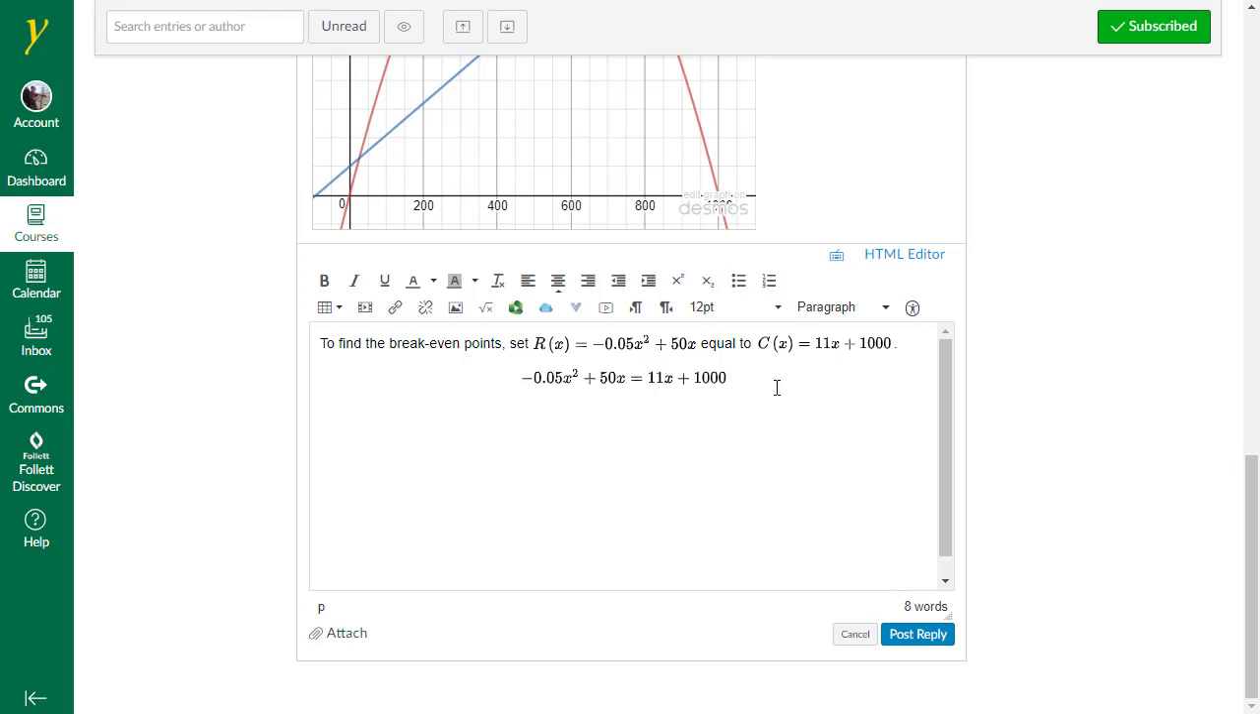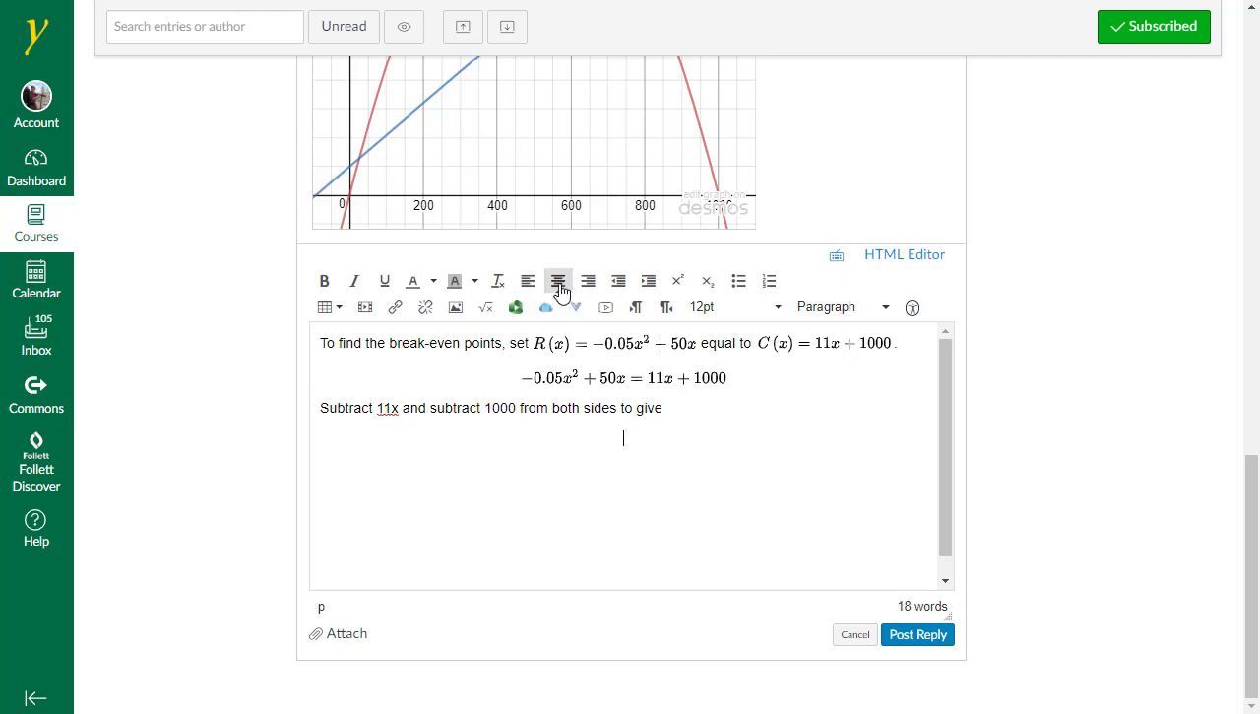Now remember, to be able to solve that, we have to put all the variables over on one side. So that means we had to subtract 11x and subtract 1,000 from both sides. So I'm going to put that into the next line. Enter. I'm going to align it left. So I'm going to say subtract 11x and subtract 1,000 from both sides to give, and now I'm going to put in the equation here. So I'm going to hit enter to go down to the next line.